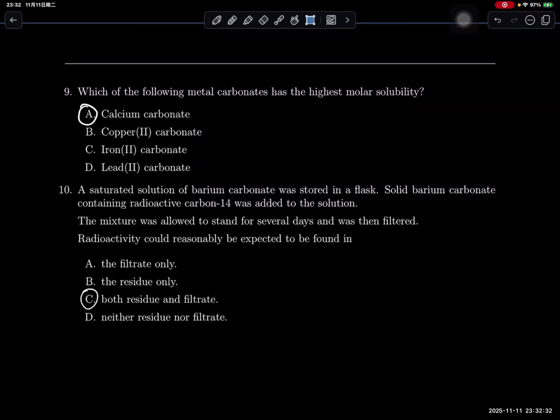Question 10. A saturated solution of barium carbonate was stored in a flask. Okay, so solid barium carbonate containing radioactive carbon-14 was added to the solution. The mixture was allowed to stand for several days. Okay, so it allows that because it's a dynamic equilibrium, right? So the solid radioactive source is allowed to redissolve, while the non-radioactive sources are allowed to reprecipitate. Eventually, they will form a dynamic equilibrium, and you will have some dissolved ions containing radioactive carbon. Okay, so therefore, it's both the residue and the filtrate.